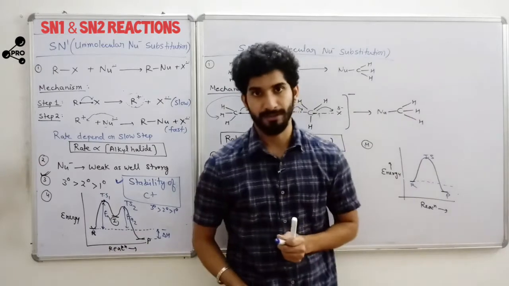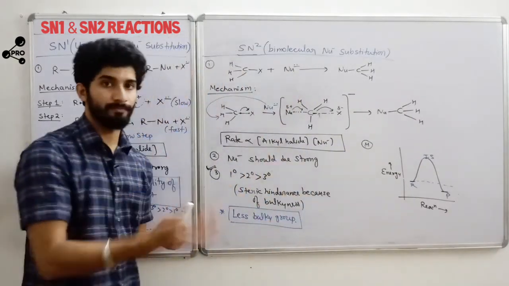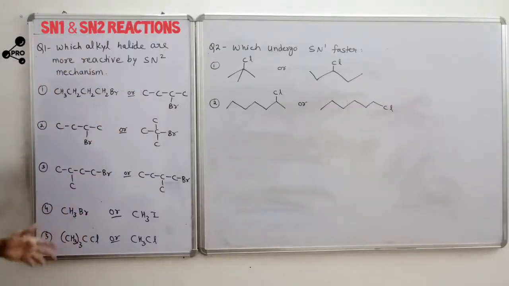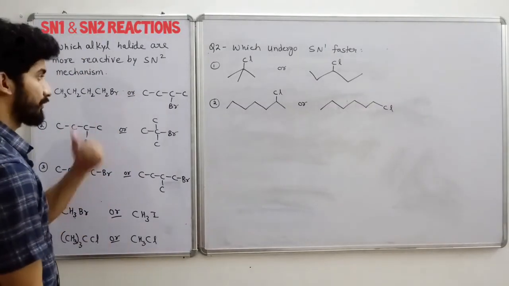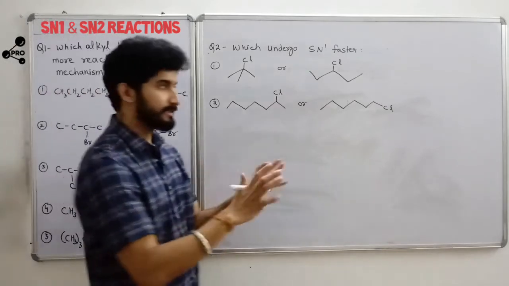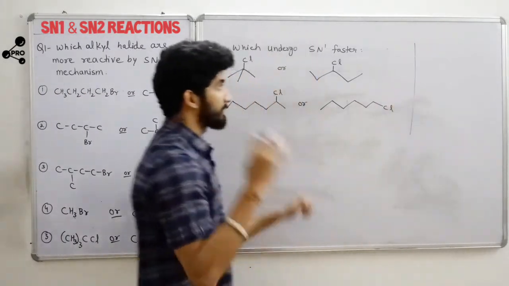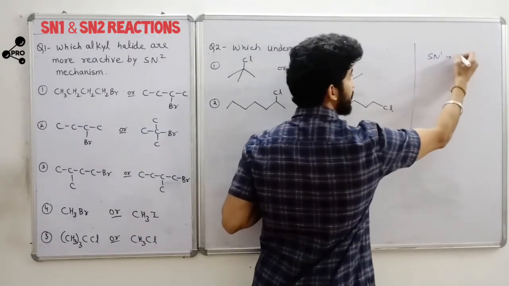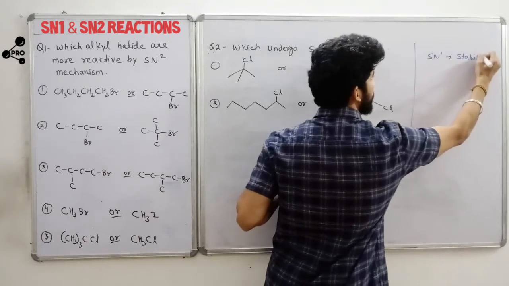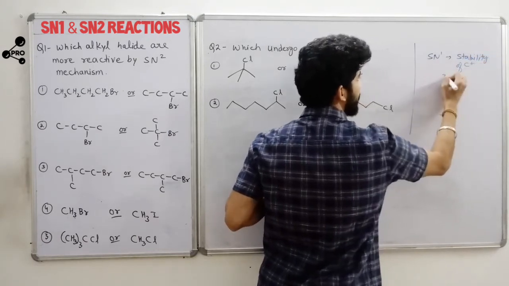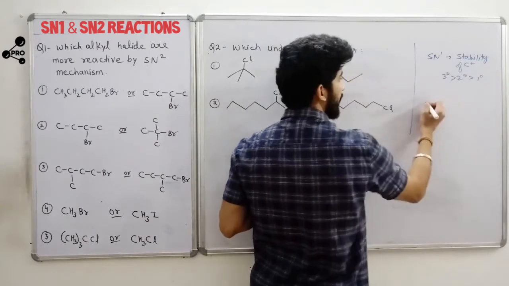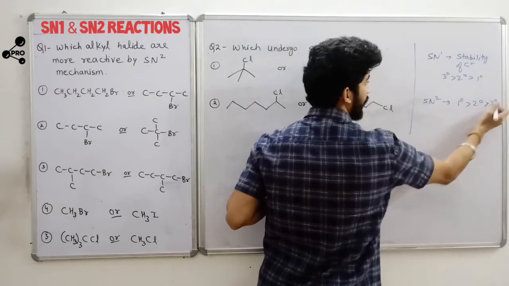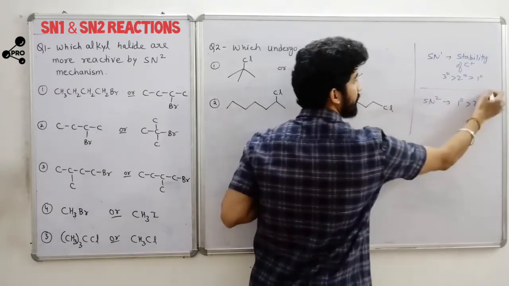Let's talk about some questions, so we will understand these concepts much better. Okay, I have written a few questions regarding SN1 and SN2 reactions. So okay, let's discuss them. Before discussing, we have to remember that for the SN1 mechanism, what we see is the stability of carbocation, that is 3 degree, 2 degree and 1 degree. And for the SN2 mechanism, the order is 1, 2, 3 degree, which is the reverse of the stability order of the carbocation.